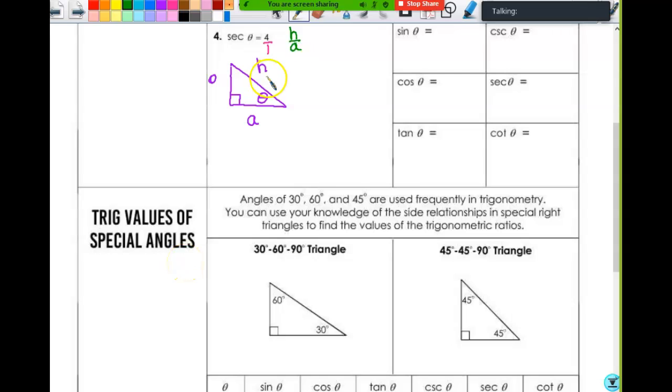So I would label the hypotenuse as 4, the adjacent as 1, and then I'm going to have to find the opposite. Okay. So you go ahead, find the opposite side, and get your ratios done.